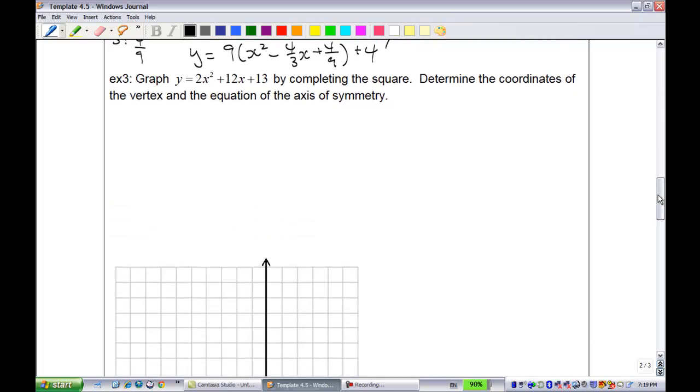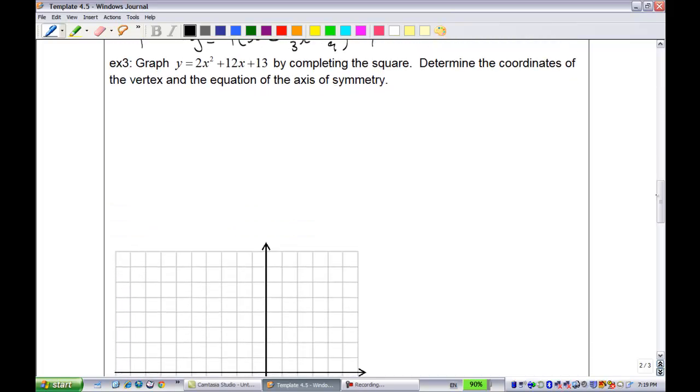Finally, why don't you try this example 3 on your own? Graph 2x squared plus 12x plus 13 by completing the square, find the axis of symmetry, the vertex, and graph it. We have y equals 2x squared plus 12x plus 13. We're going to factor out the 2. So I'm going to motor through this a little bit. Hit pause if you need to at any time.